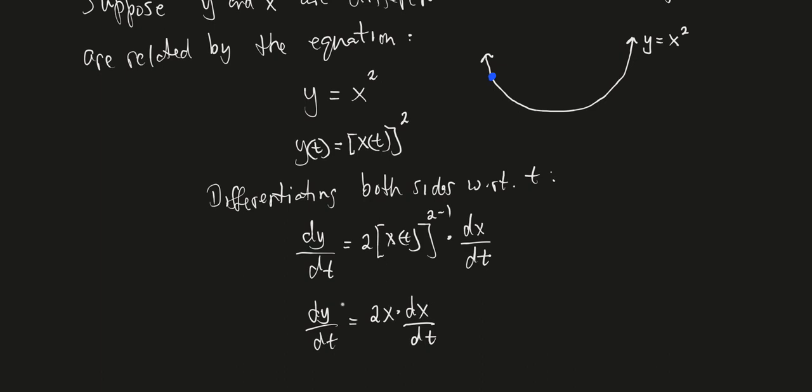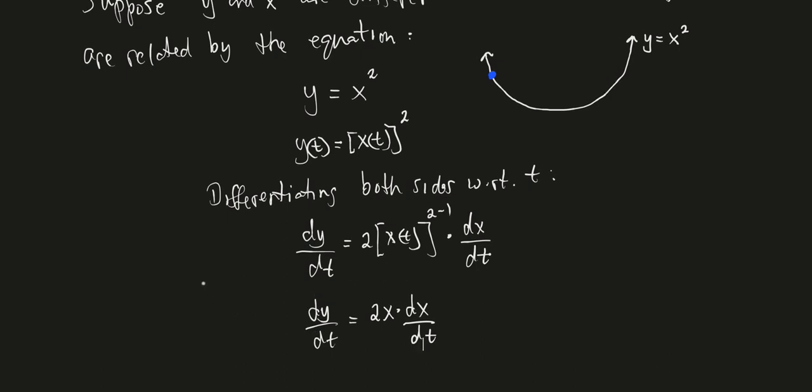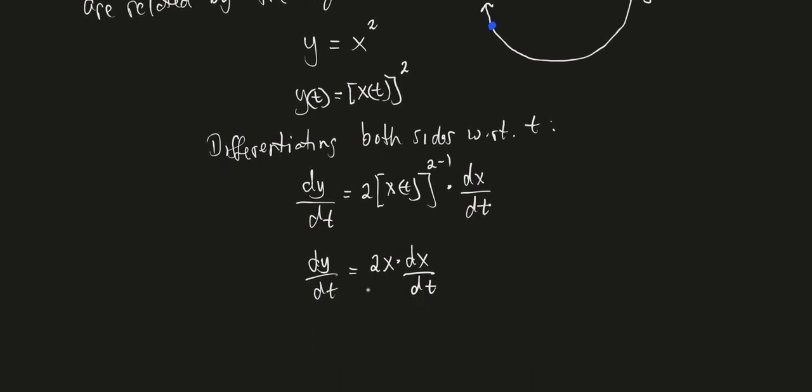And therefore I can use this equation. If I'm given one of these rates of change, I can then solve for the other one, all right? So let's do a couple of examples with this equation here. So let's say we're at a specific point on the parabola.